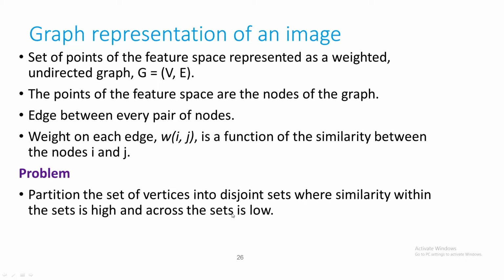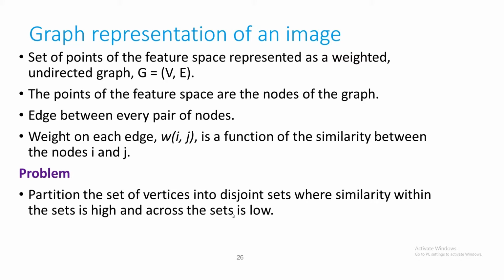So, first you should know how to represent the image as a graph. You can have the feature space of the image. The feature space is represented as a weighted undirected graph. Now, the points of the feature space are taken as the nodes of the graph. I will explain it with an example.